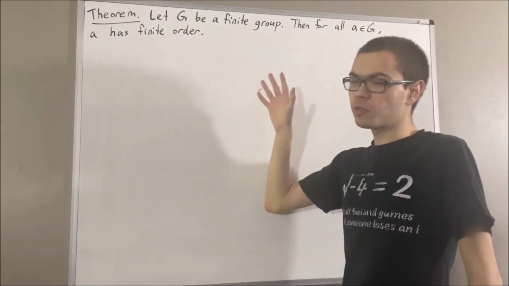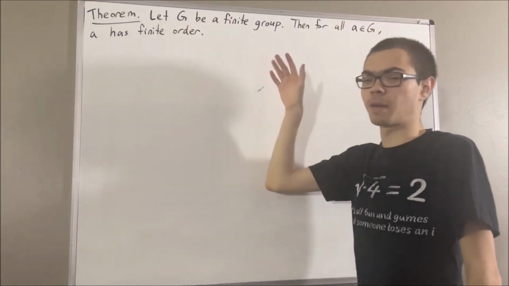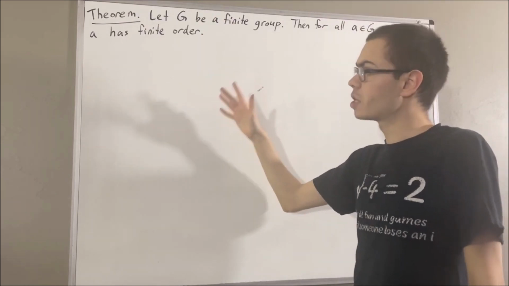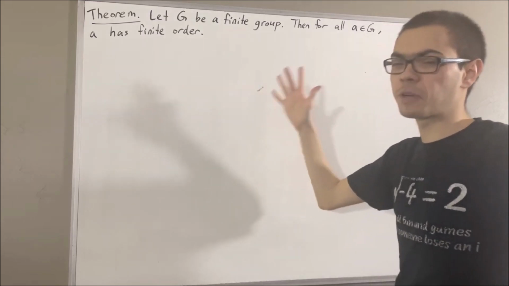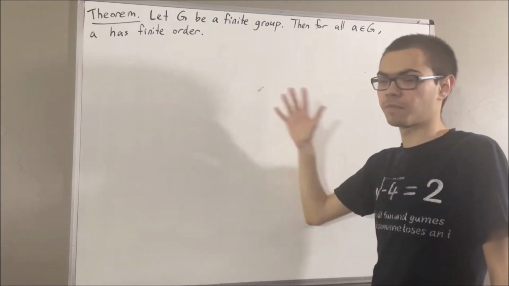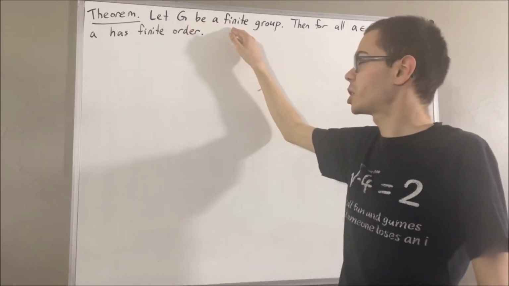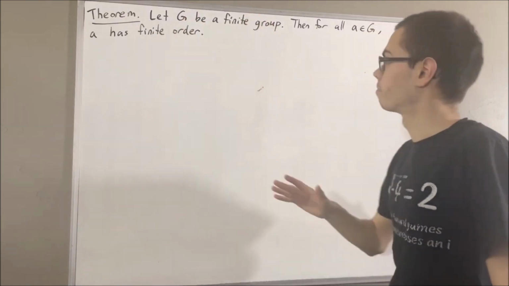Now, let's first remind ourselves, since G is a group, this means that G is equipped with a binary operation. G is closed under that binary operation. Associativity holds. G has an identity element, and every element of G has an inverse. And since G is finite, this just means that the collection of elements in G is a finite set.